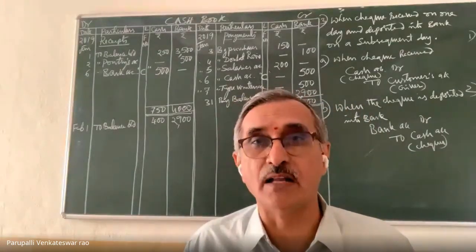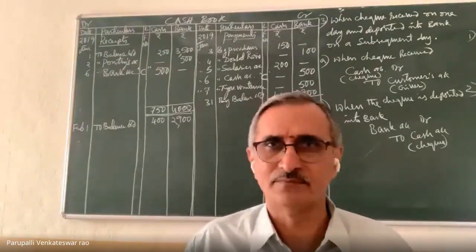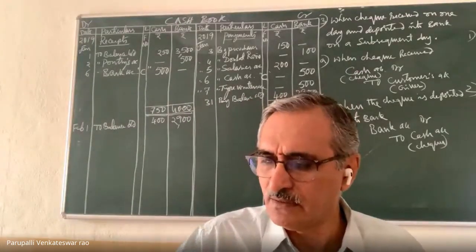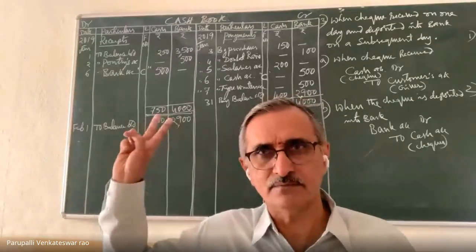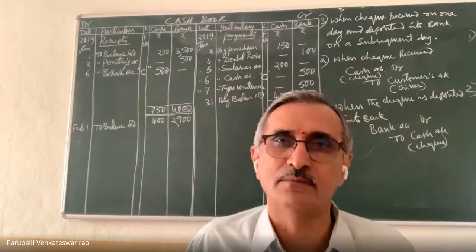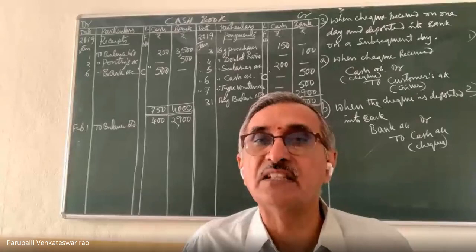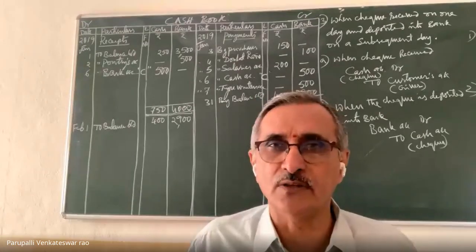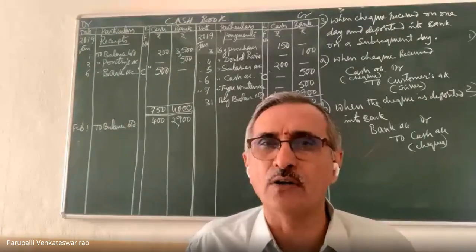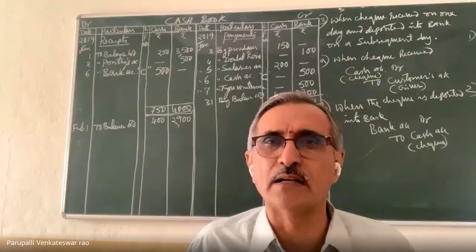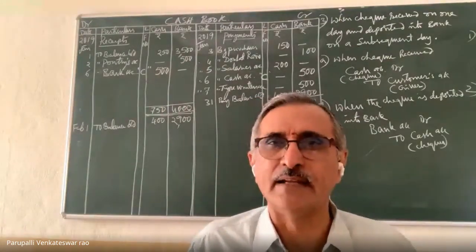Triple column, a three-column cash book. I told you this is the maximum: one column for cash, one for bank. Along with these two, you add one more column in the amount column, that is discount. Discount received is a gain; it appears on the credit side. Discount allowed is a loss; that is shown on the debit side. So I will take up problem number 4 and make the entries.